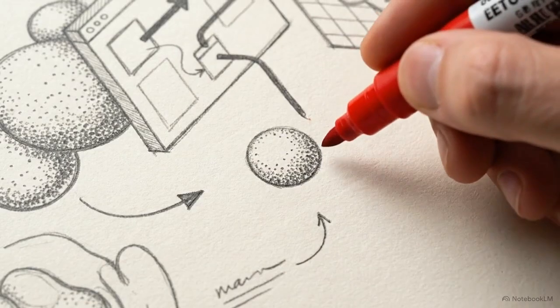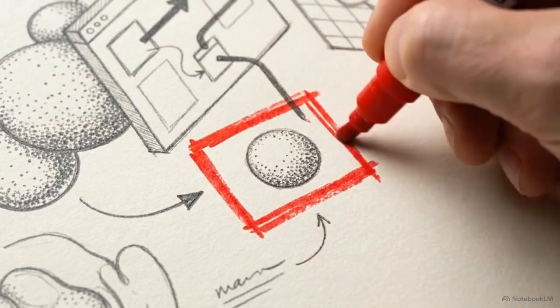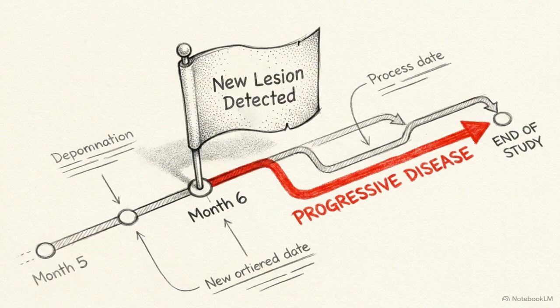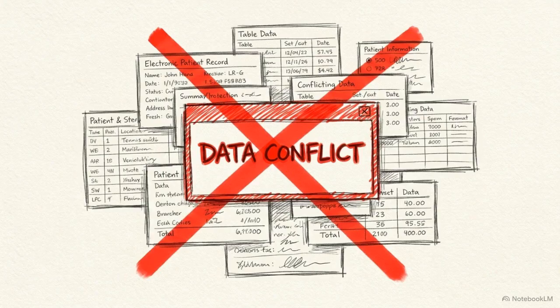Then we have new lesions. In longitudinal trial data, a new lesion is the most critical trigger point. Properly recording the appearance of a new lesion inherently determines total disease progression, regardless of what is happening with the existing target and non-target lesions. You only need a few vital data points here: confirmation of its presence, the date of detection, and basic descriptive details. Overcomplicating non-target data or failing to strictly structure new lesion capture guarantees inconsistent progression classifications down the line.